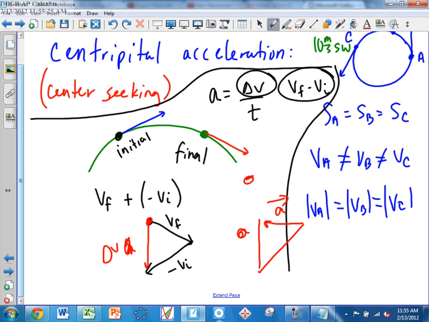No matter what point you're at, this was your vf, that's this direction. This is your vi, so negative vi would be up that way. So vf minus vi, and there's your delta v, or your acceleration. It's just a proof of where it comes from. I'll give you a minute if you want to draw whatever you'd like to. But the idea is that the acceleration really is directed toward the center.